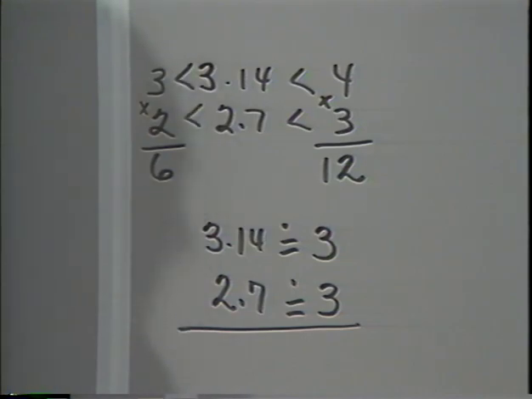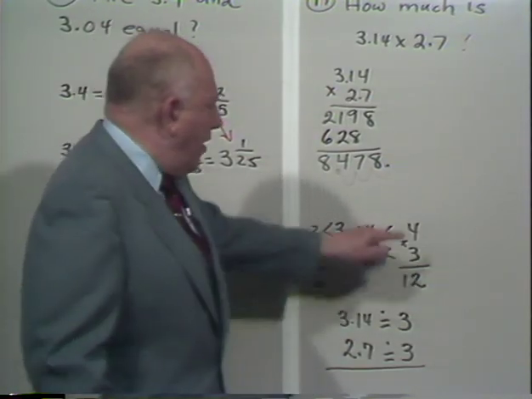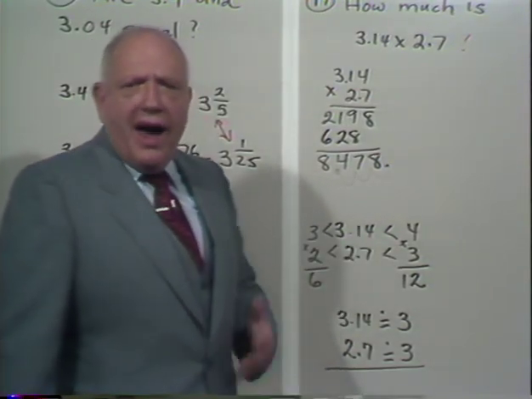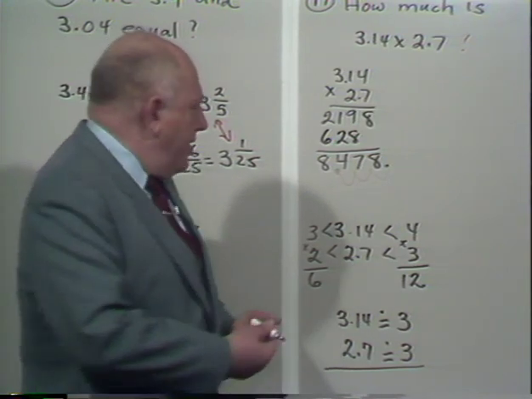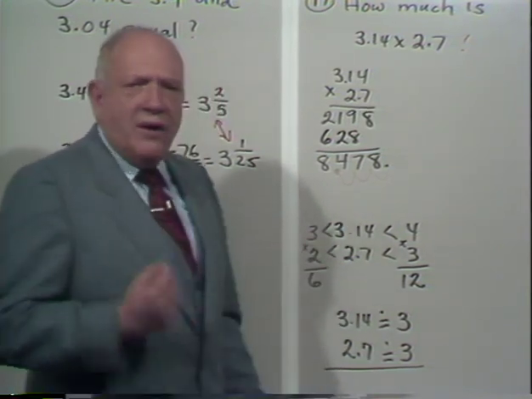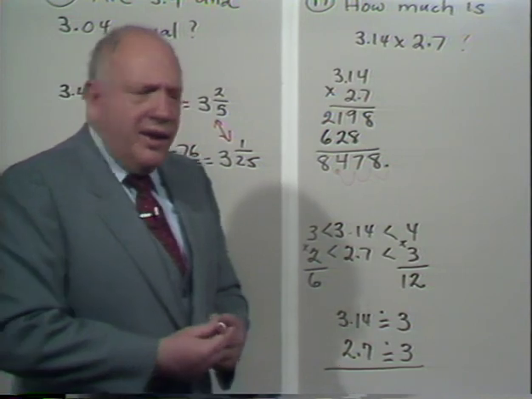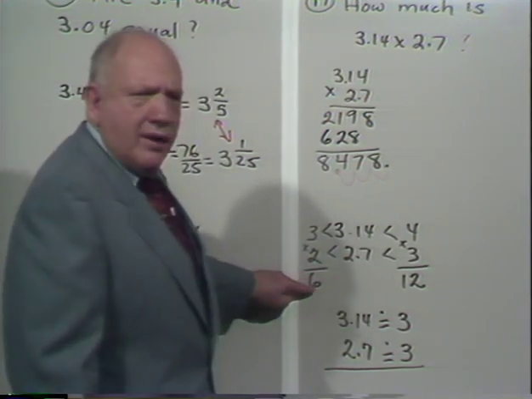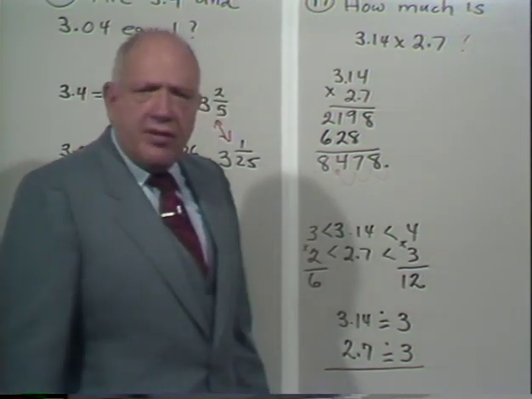3 times 2 is 6. I don't have to know decimals for that. 4 times 3 is 12. I don't have to know decimals for that either. Now, without even looking at this problem, what have I done? I've bounded it. I know that the right answer has to be what? More than 6, but less than 12.